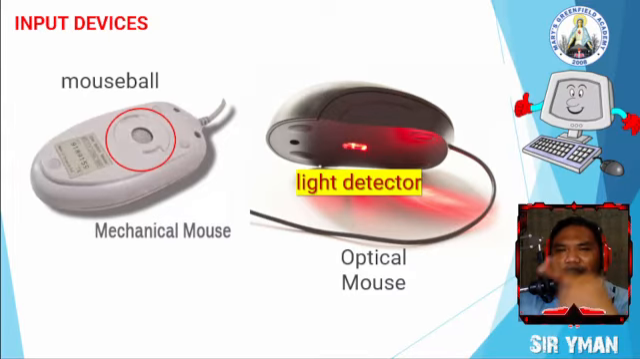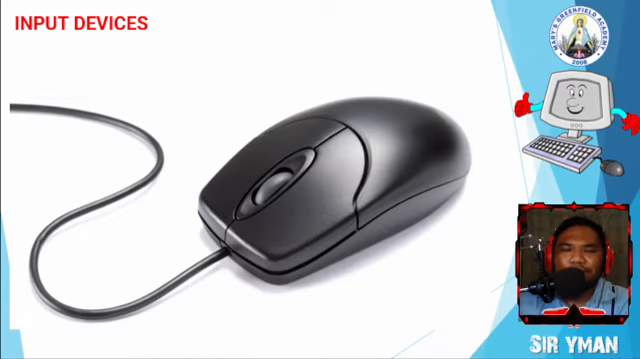Una ay a casing with a flat bottom. Flat naman talaga ilalim yan. Tapos may mga buttons siya, 1 to 3 buttons on top. Tapos gumagamit siya ng detector sa ilalim. Mouse ball for the mechanical mouse. Light detector for optical mouse. And mouse has a cable that you're going to connect to the computer. So basically, ito yung mouse. So basically, ito yung mga parts niya.